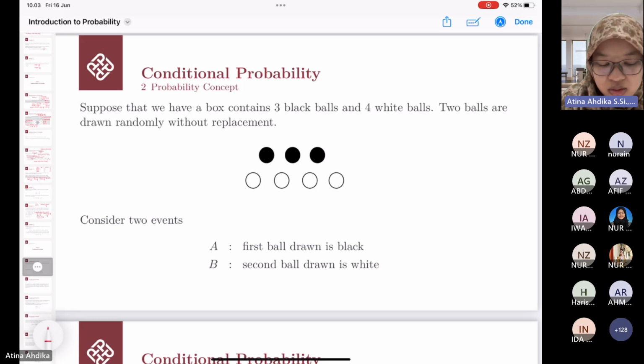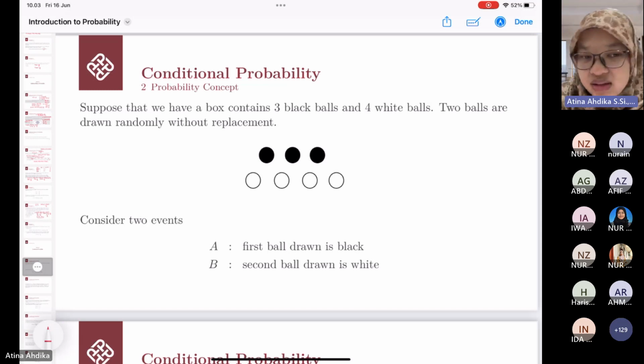Before I explain the formal definition of conditional probability, I will give you one illustration. Suppose that we have a box containing 3 black balls and 4 white balls. Then 2 balls are drawn randomly without replacement. So I will take the first ball randomly and then I will take the second ball.